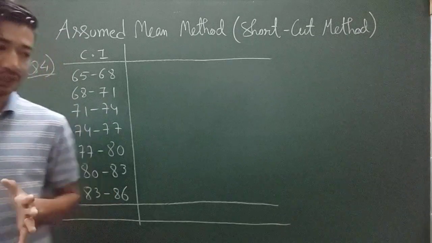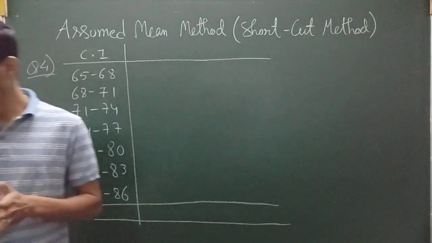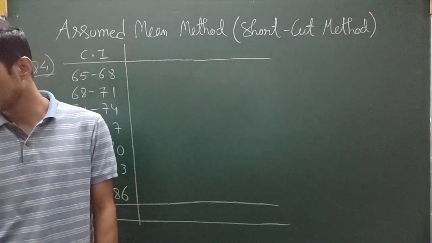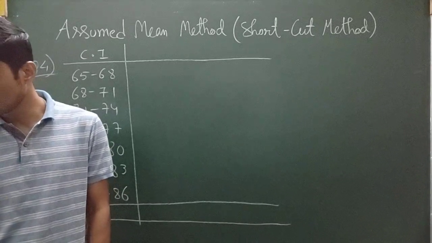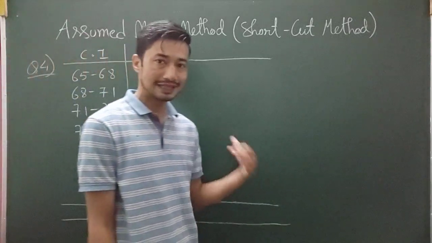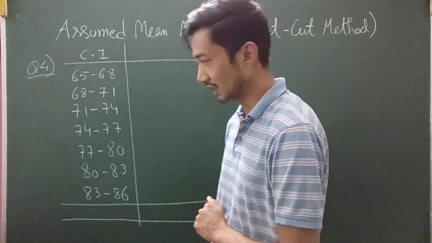So this is the question that is given to you. 30 women were examined in the hospital by a doctor. Find the mean heartbeats per minute for these women, choosing a suitable method. For this particular question, for now, we have chosen the assumed mean method.